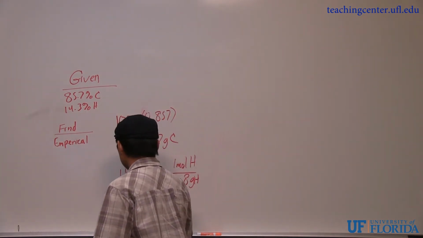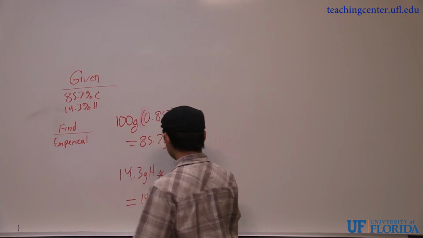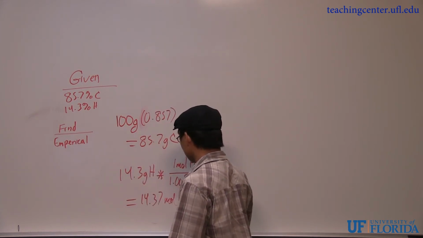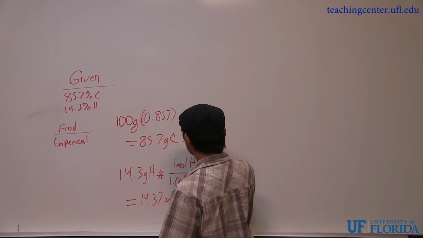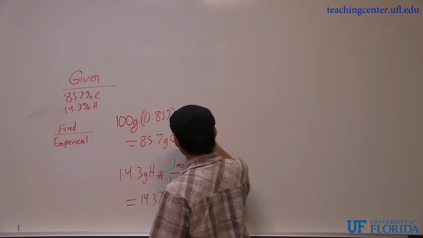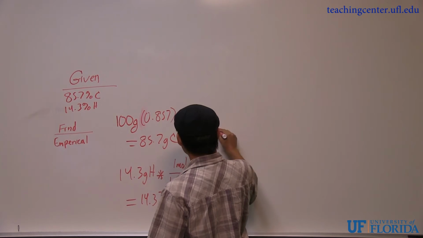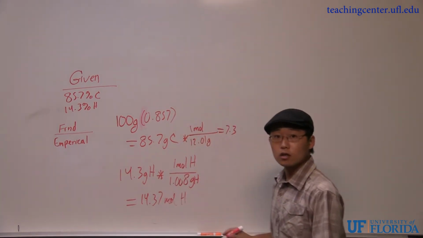That should give me around 14.37 moles of H, and I do the same thing for carbon. And I should get around 7.3.